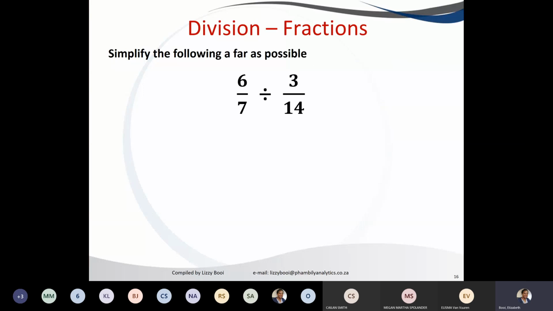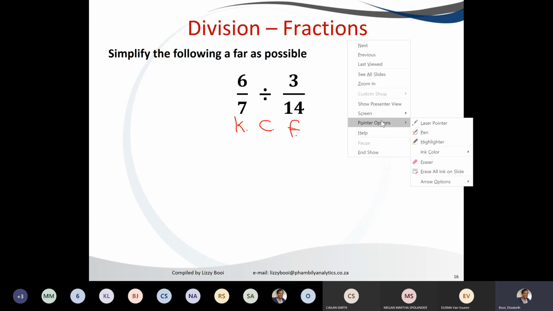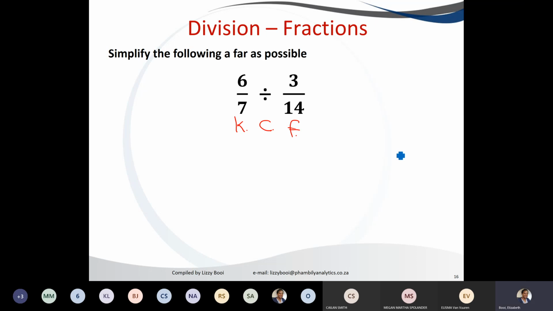If I have a division of a fraction, there is a method that you can use, and that is the KCF. It's like KFC, so you won't forget. You just know that it's scrambled KFC. What does KCF mean? Easy. The KCF method says keep the first fraction, change the sign to a multiplication, and then flip your second fraction.